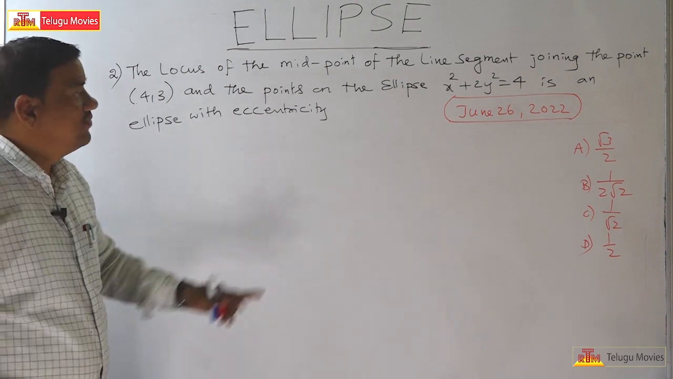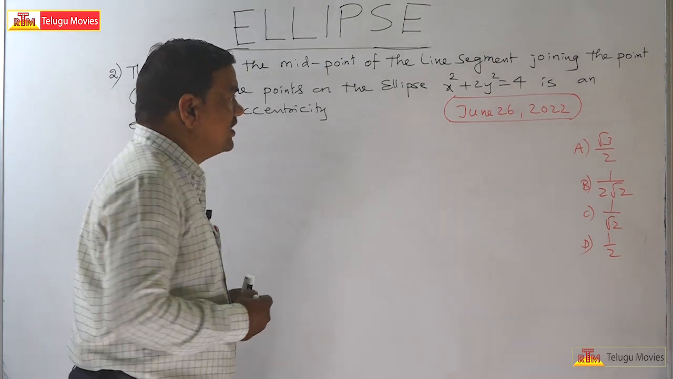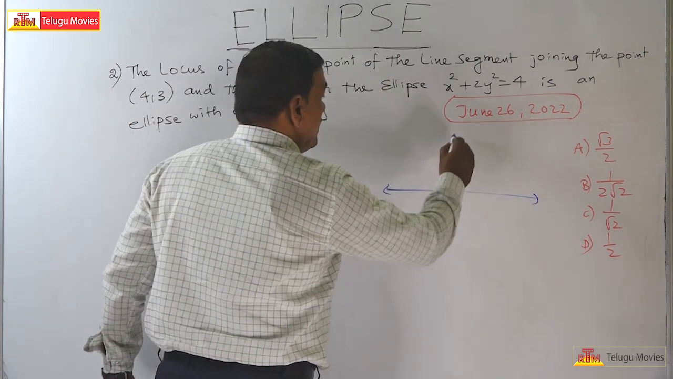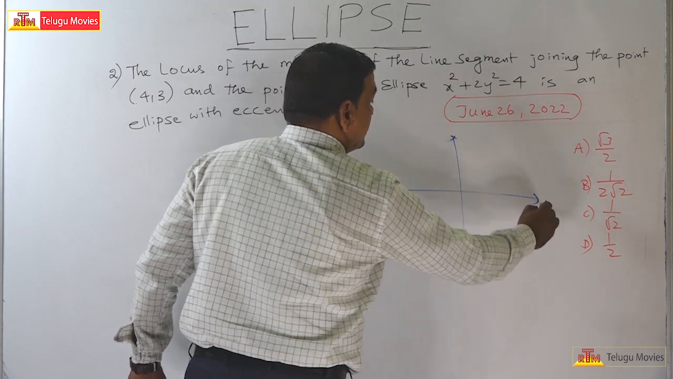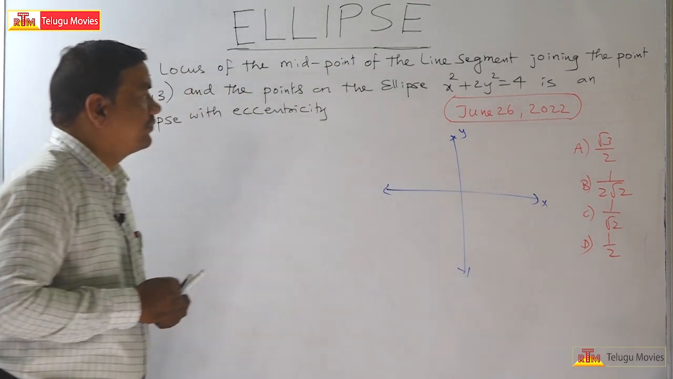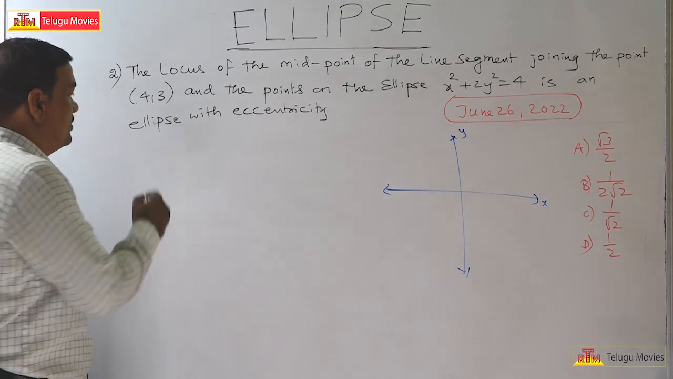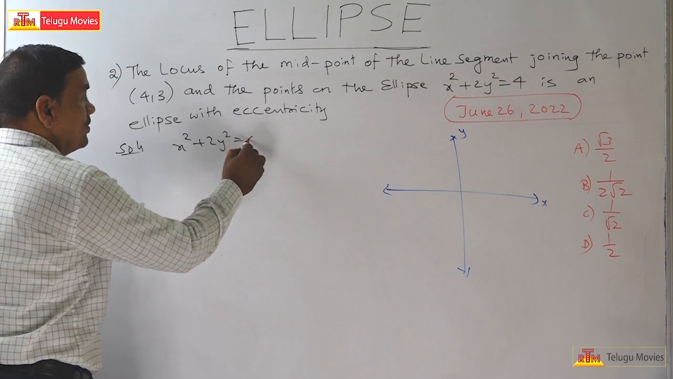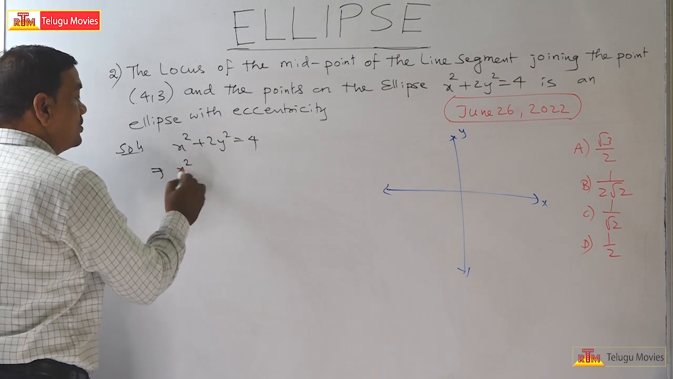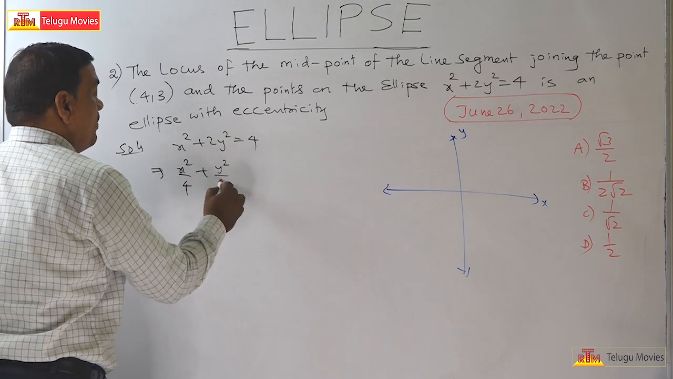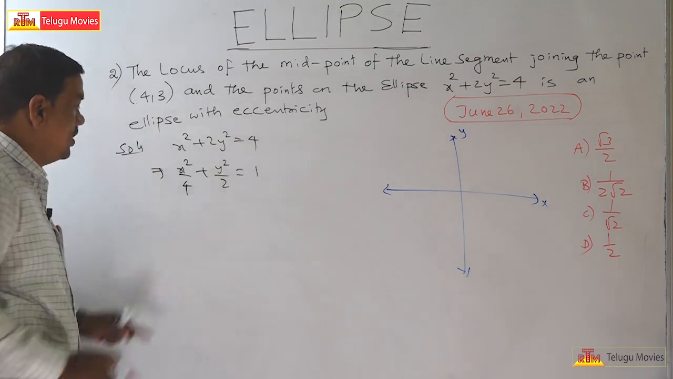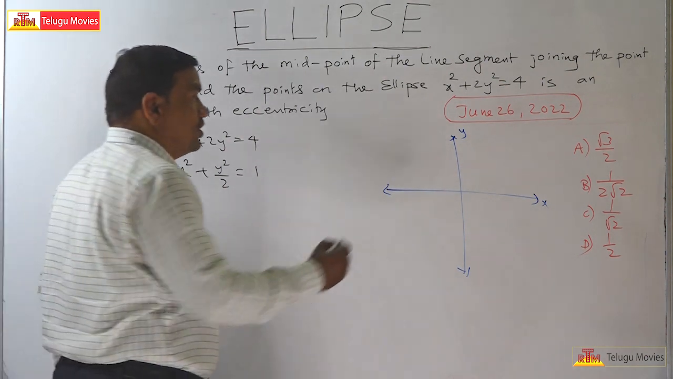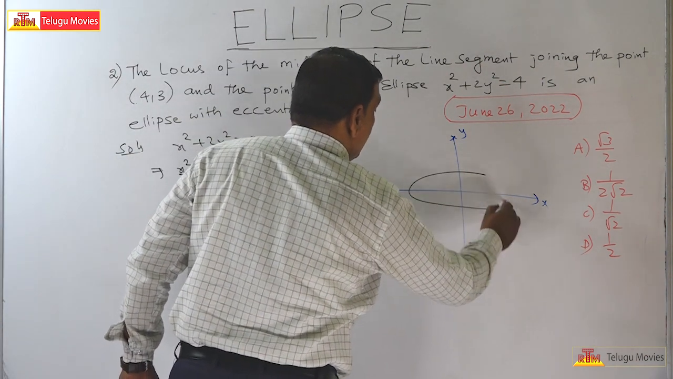So, first of all, there is an ellipse. First, let us see the ellipse here, with the x axis and y axis. First, see the ellipse equation: x square plus 2y square is equal to 4. This implies x square by 4 plus y square by 2 is equal to 1. Here a square is greater than b square, therefore it is a horizontal ellipse with the center (0, 0).